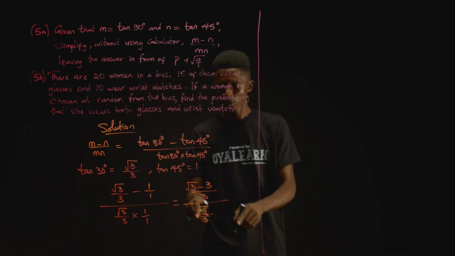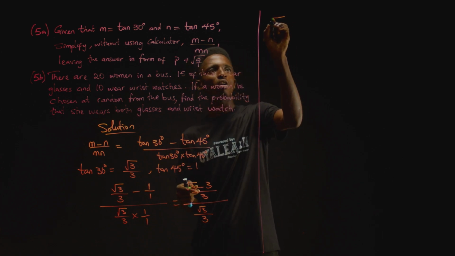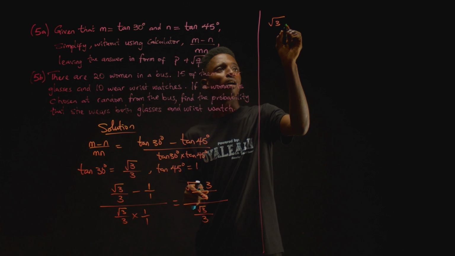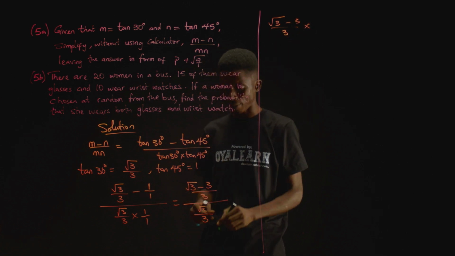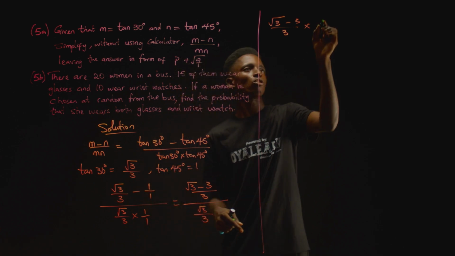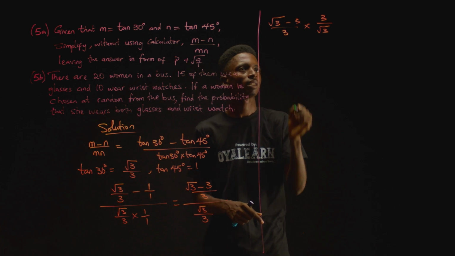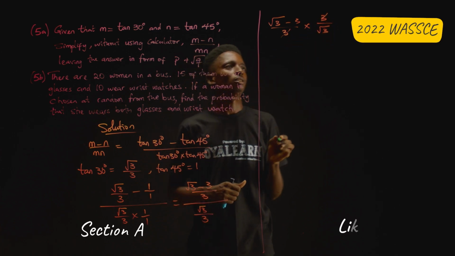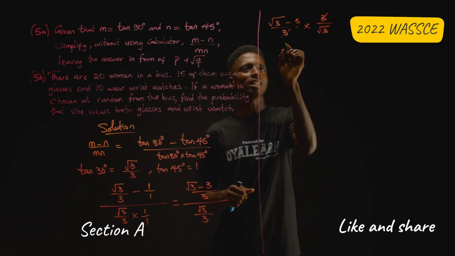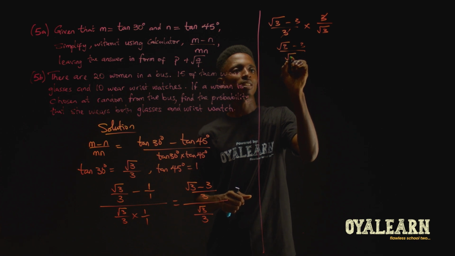Now, let's go on here. Remember, this division can be changed to multiplication, right? So that will give us root 3 minus 3 all over 3 multiplied by, and then we flip this, which would be 3 over root 3. Now, 3 cancels 3, right? So what we have left here is then root 3 minus 3 over root 3.